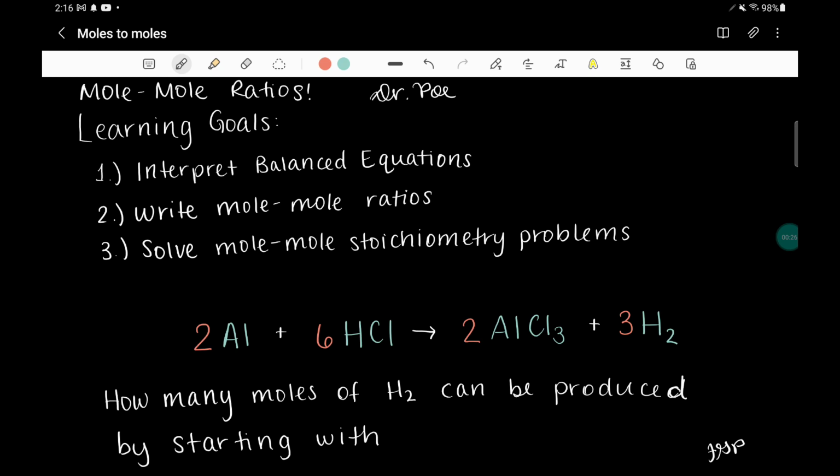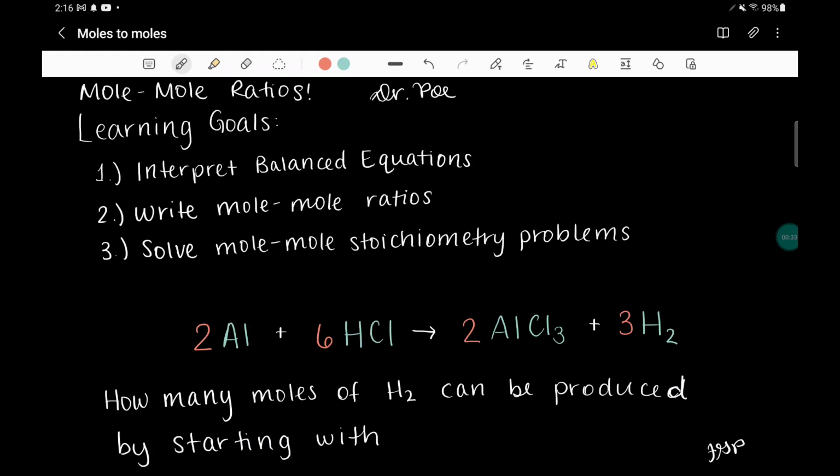You're going to be given moles of one thing and you want moles of another thing. Our learning goals here: we're going to go back to the basics and interpret balanced equations, write mole-mole ratios from those balanced equations, and solve mole-mole stoichiometry using this powerful tool, our balanced chemical equation, one example of which is written right here. Just going back to the basics, we can read our balanced chemical equations as a chemical sentence, and that really gives us our interpretation, and our interpretation really is our mole-mole ratio.